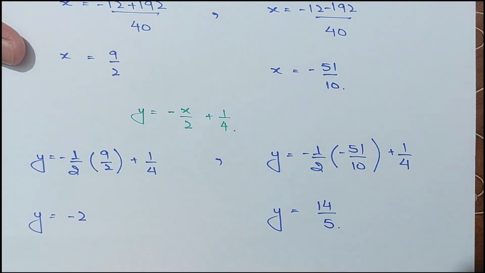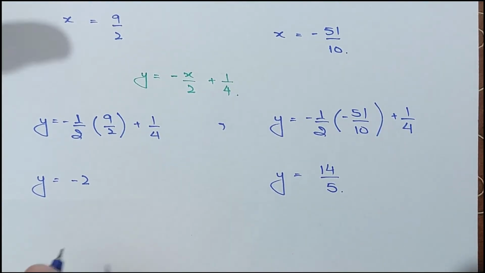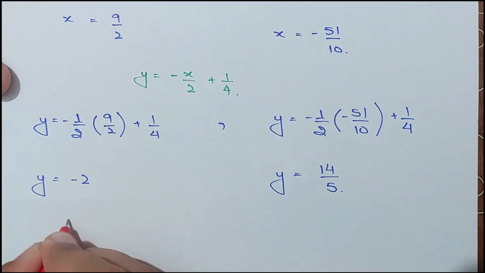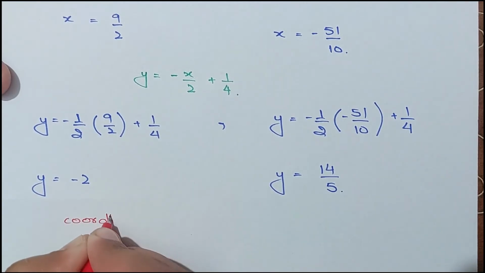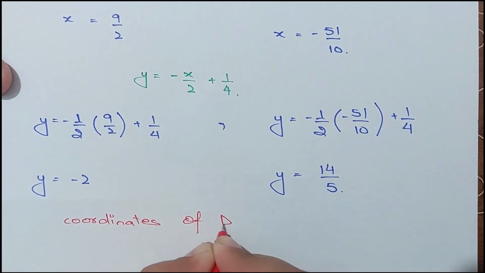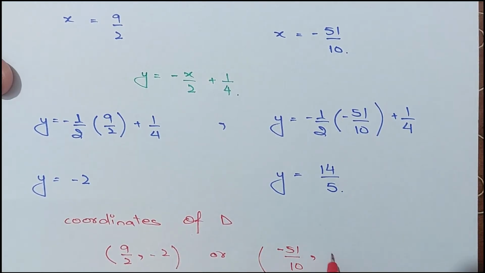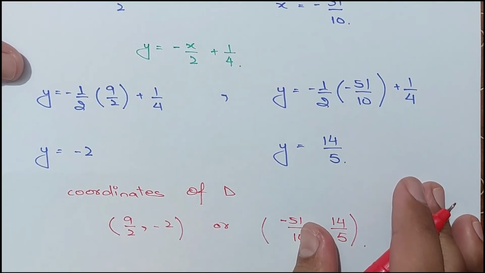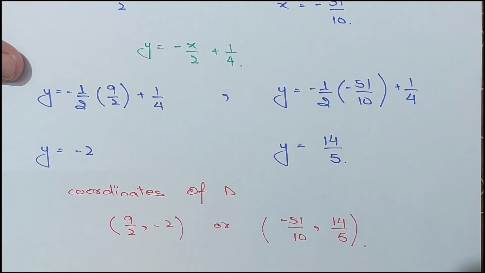All right. Now we can say the coordinates of D. We have to find the possible coordinates of D, right? So we have two possible coordinates of D. The first one is x is 9 by 2 and y is minus 2, or x is minus 51 over 10 and y is 14 by 5. So these are the two possible D coordinates.